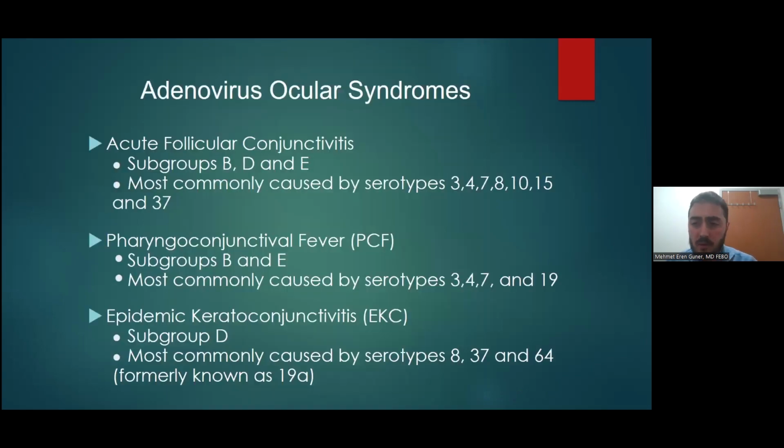All right, we have a couple of types of it. One type is acute follicular conjunctivitis, subgroups. You all know about this, the serotypes. There is another one that causes the fever and pharyngitis, pharyngoconjunctival fever. But the one that I want you to know most about is epidemic keratoconjunctivitis, also serotype 8.